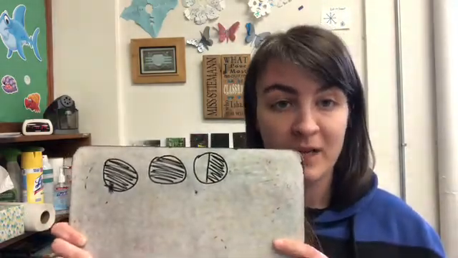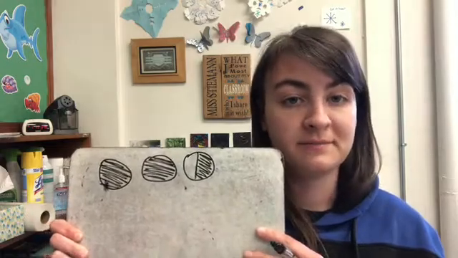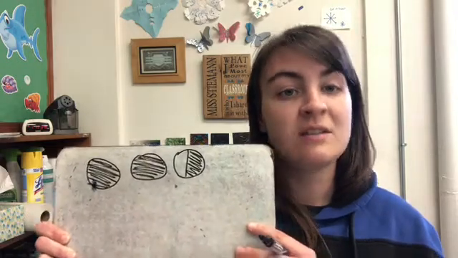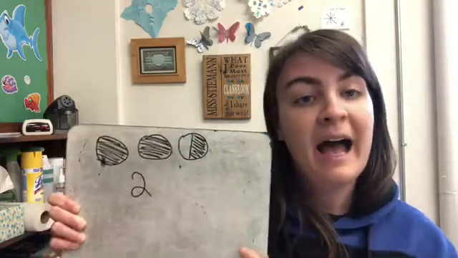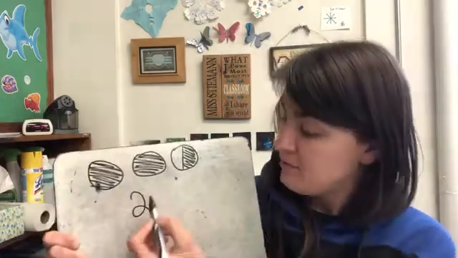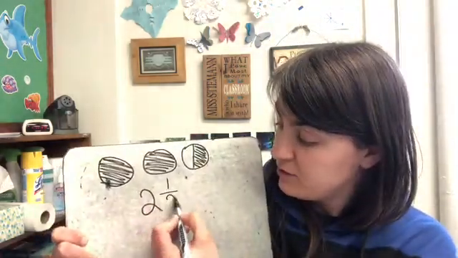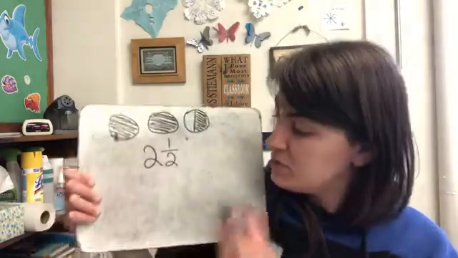So what mixed number have I drawn in here? Think about how many wholes you have and then what fraction you have. That's right, we have 2 wholes, so our whole number part is 2, and our fraction is 1/2. So I have drawn here for you the mixed number 2 and 1/2. All right, let's do another one.